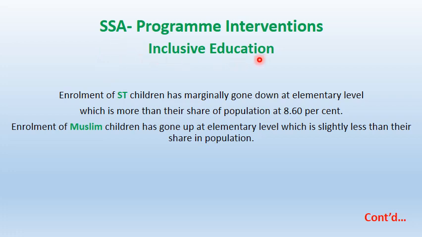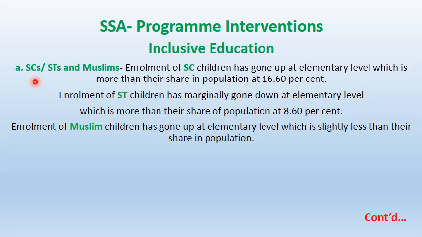Inclusive education. A. SCs, STs, and Muslims. Enrollment of SC children has gone up at elementary level, which is more than their share in population at 16.60%. Enrollment of ST children has marginally gone down at elementary level, which is more than their share of population at 8.60%. Enrollment of Muslim children has gone up at elementary level, which is slightly less than their share in population.